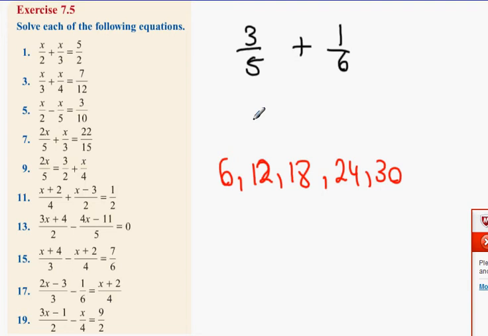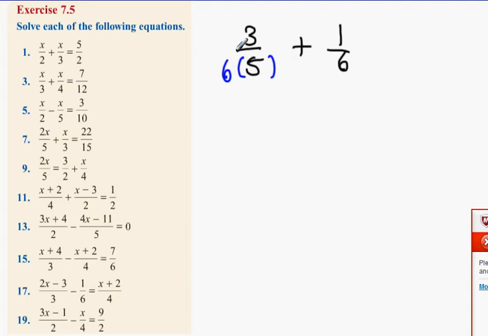It'd be 30. Then, once we figured out that it was 30, we'd come back and go, okay, how do you turn 5 into 30? And if you do it to the bottom, you must do it to the top. And then you'd go, how do I turn 6 into 30? Times 5, so I also have to do the same to the top.